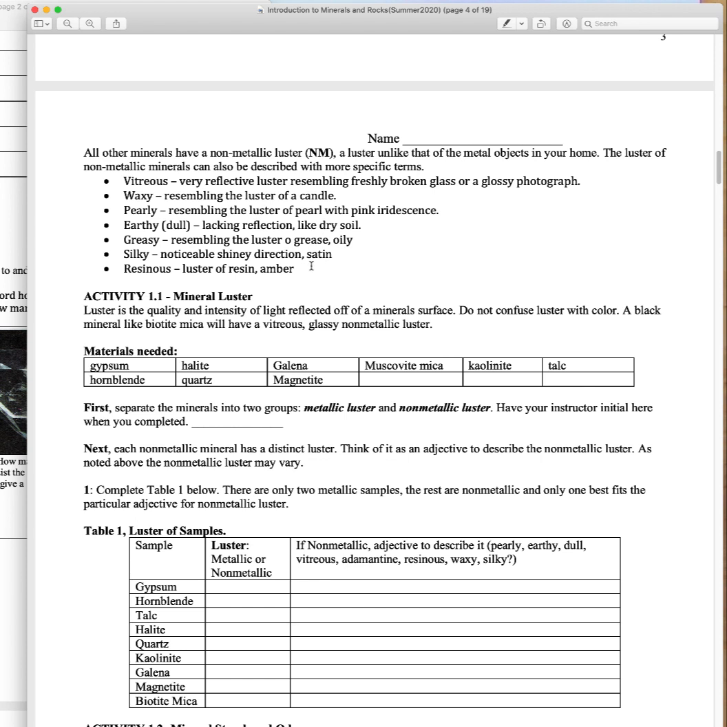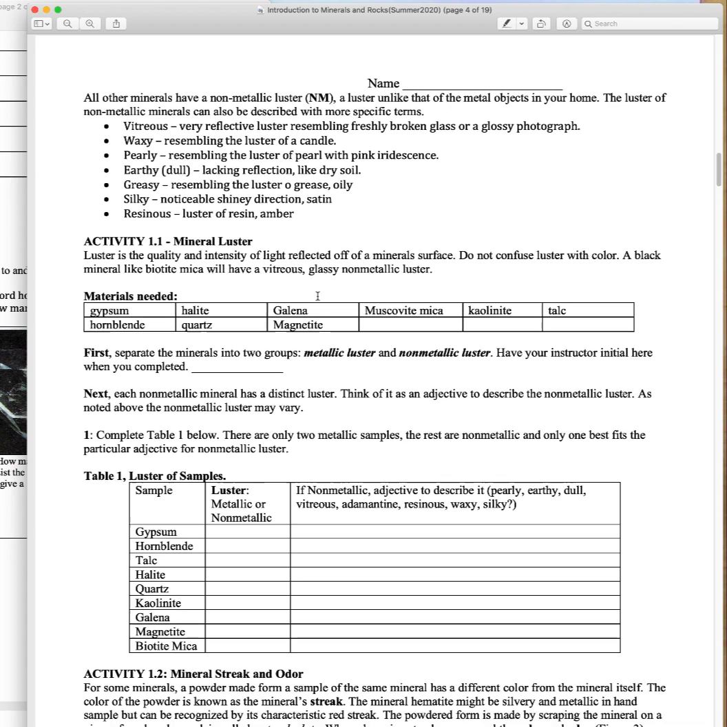Then greasy, we kind of think of resembling the luster of grease or something oily, usually talc. Talc is a very soft mineral. Talc will have that grease. But you'll see then a silky luster, which is more like satiny, kind of shiny in one direction. A resinous luster, I always think like tree sap, amber, that would be kind of resinous.